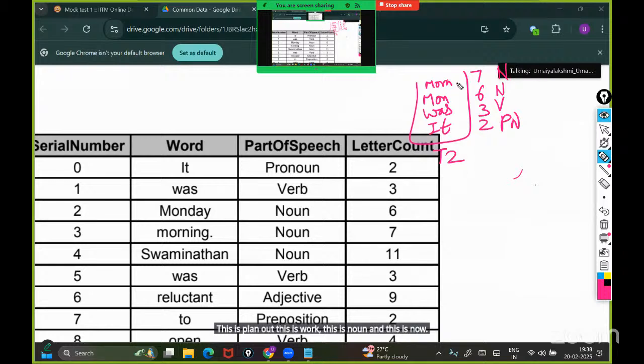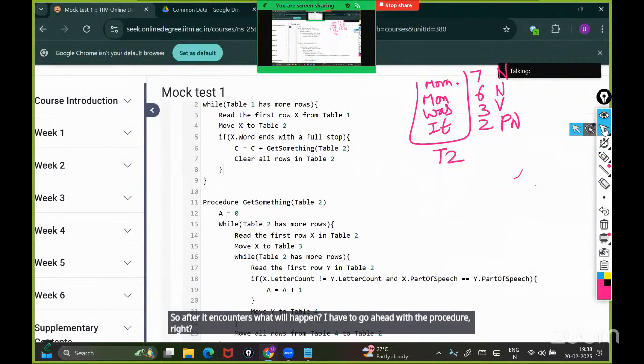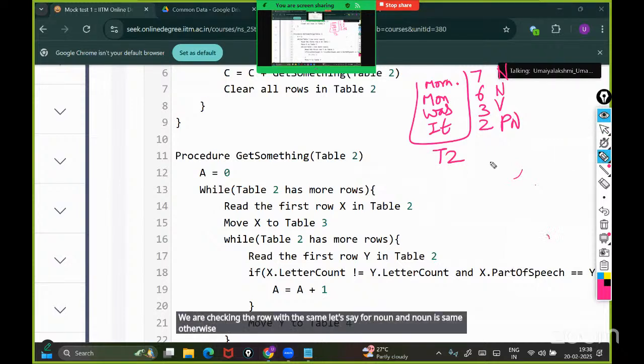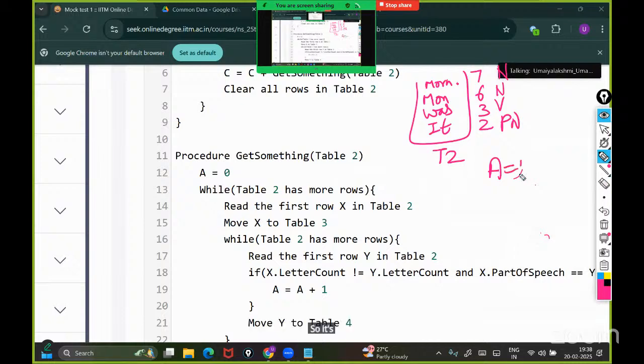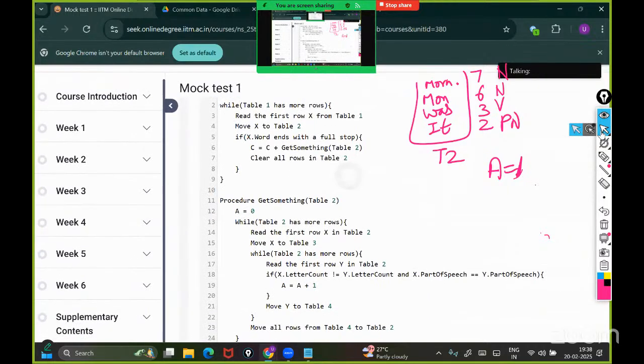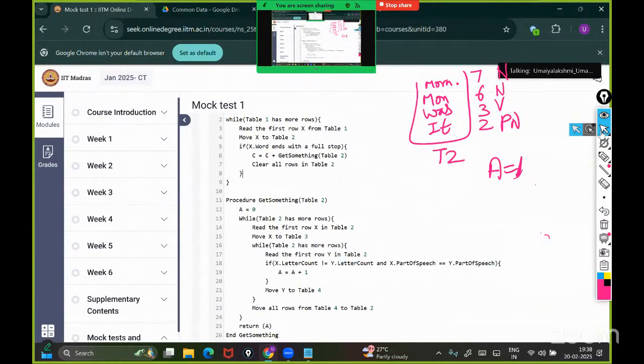So after it encounters this, what will happen? I have to go ahead with the procedure, right? So in the procedure, what are we doing? We are checking the row with the same. Let's say noun and noun are the same. Otherwise, it's all false. So A is equal to 1. Is there anything else to be done? No. So it will go to step C.